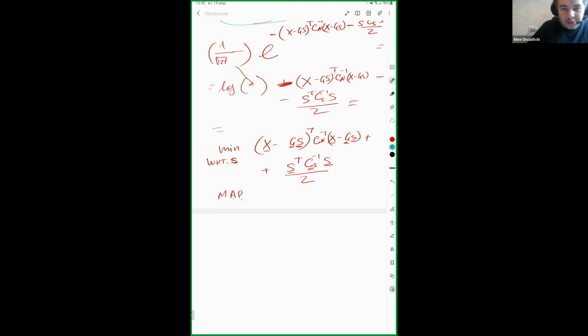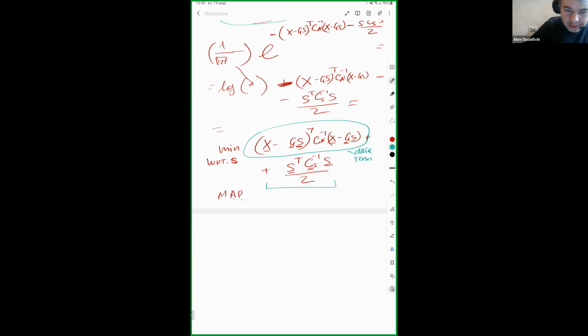Let's look closely at this functional. This one is the so-called data term because it tells us how much our solution s fits the data through the lens of the model G. And if we were to trust only the data and ignore the forward model, the prior, then we would have, in our case, an infinite number of solutions, just because we have few equations, our data are too little, very few data.